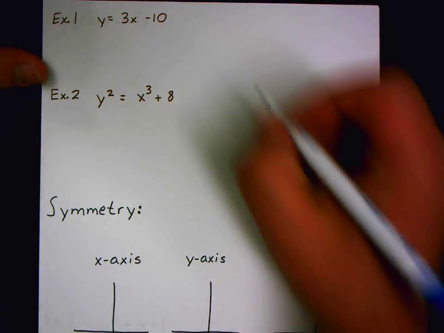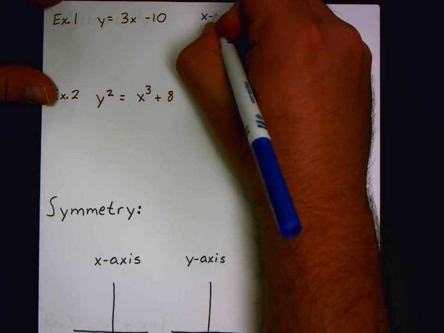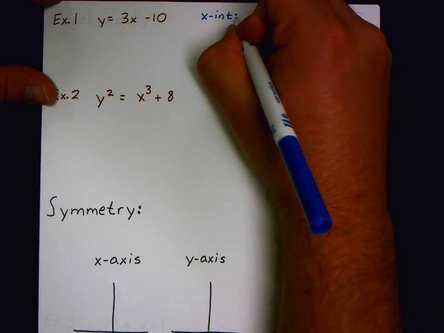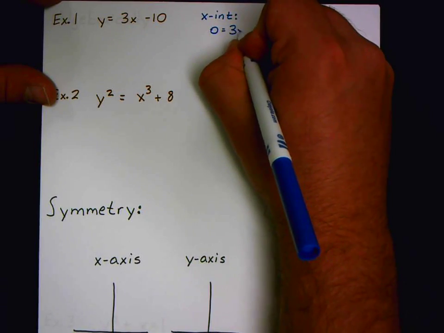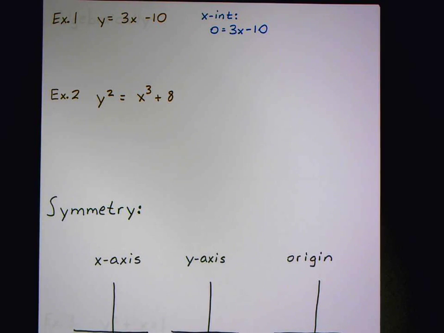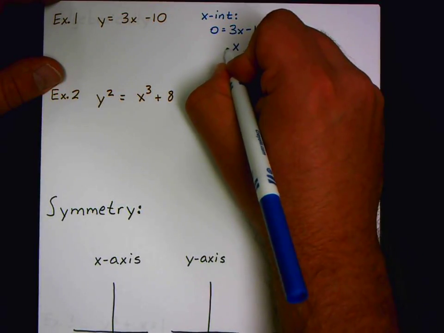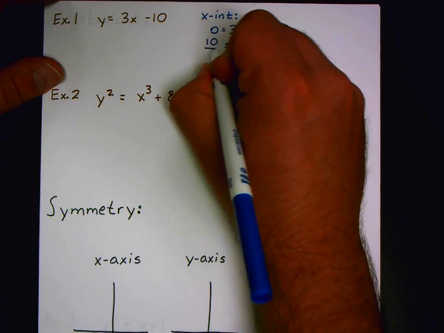So if I'm finding the x-intercept, my first step is to set y equal to 0. We're going to start off with an easy one. Okay, then I solve that. In the interest of time, I think on this one, you guys can all solve that one fine. So x equals 10/3.